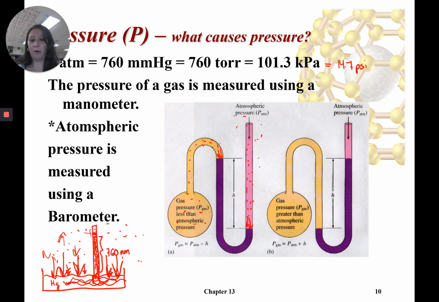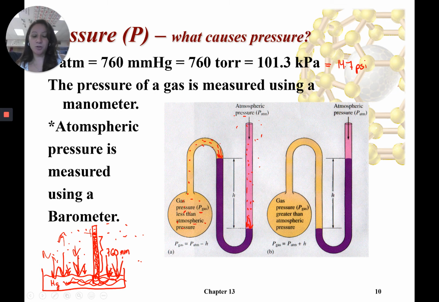Well, who's pushing more? Looks like the air is stronger. It's pushing the liquid all the way down here, whereas the gas is only pushing it this much. And so that tells us that the gas pressure is lower than the atmospheric pressure. How much lower? By the difference in the height. So if we knew what the atmospheric pressure is, we can take that and subtract the height difference between them, and that's going to tell us the pressure of the gas.